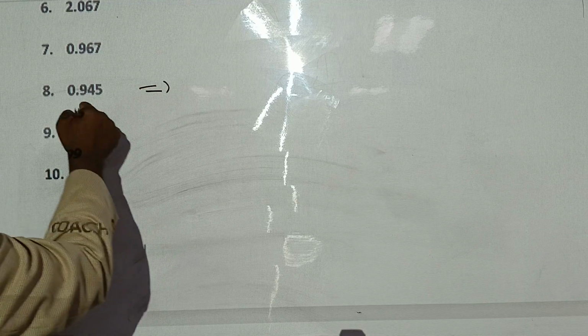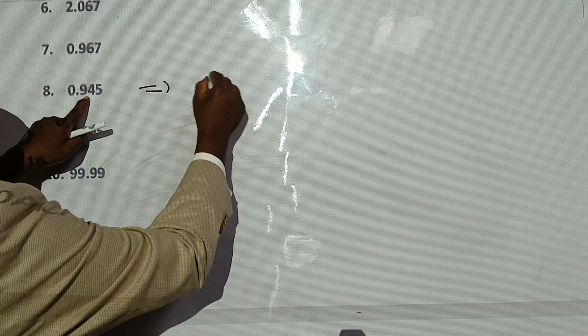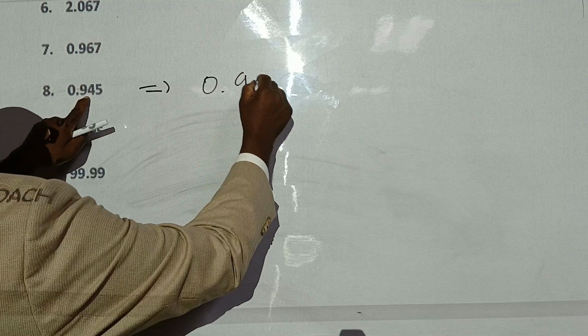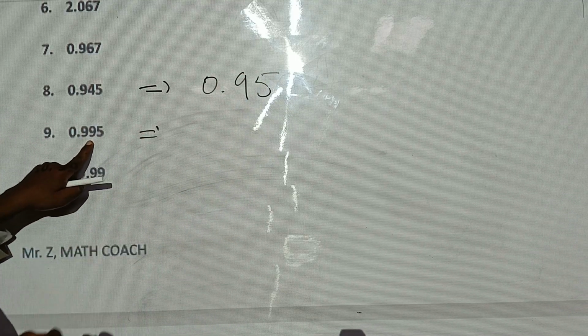All right, let's look at number 8 quick. So which one do you have? You have 0.945. If you look at it, the number after the tenth place, it's what? Because we rounded this to the hundredth place. So the number after the hundredth place is 5. So this becomes what? 0.95.